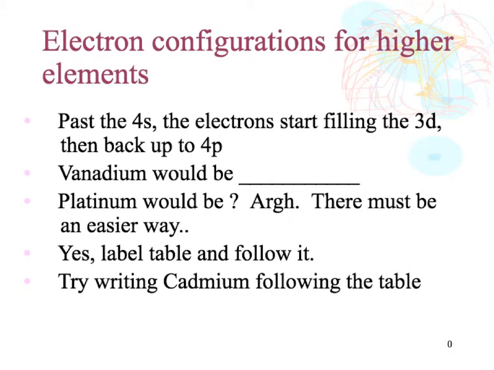So before the 3d gets done, we actually go to the 4s. Now this probably past the 4s, the electrons start filling the 3d, then they go back to the 4p. So let's skip vanadium right now. There's actually an easier way, and what you want to do is to look at hydrogen, and on the periodic table that I gave you, which is really important to use, follow along with me.